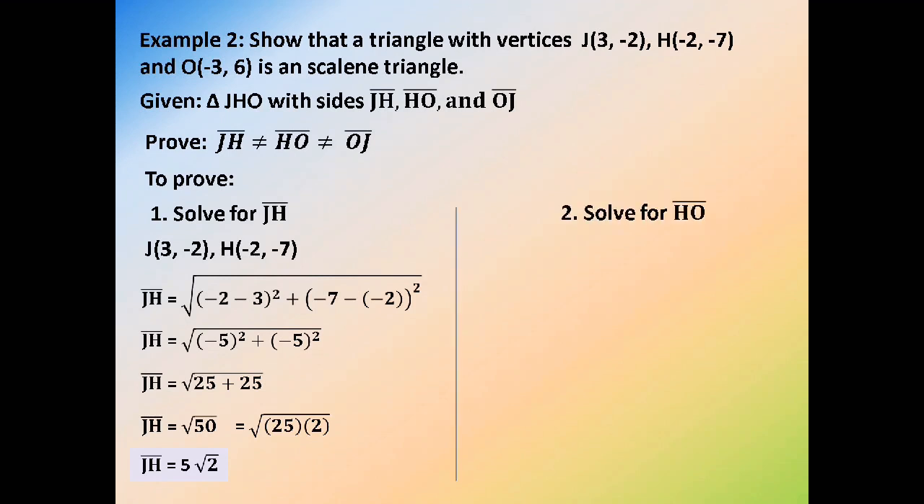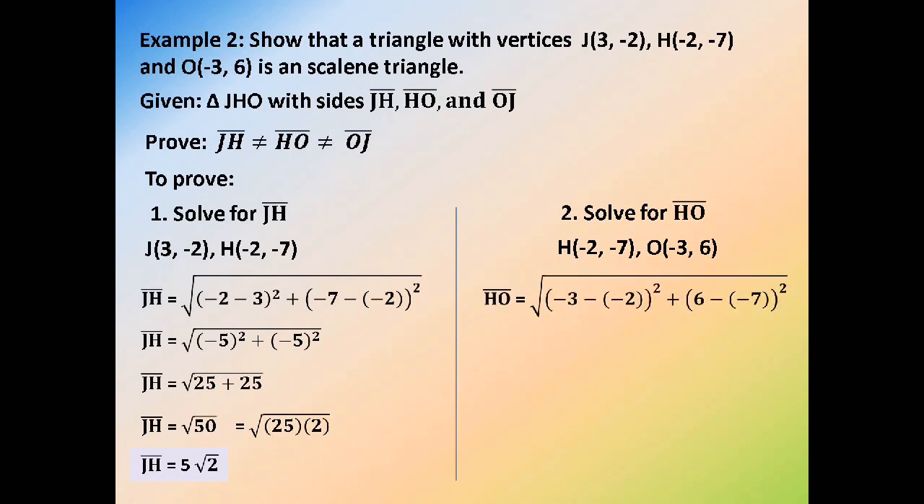Same case applies for segment HO. Using the coordinates of point H and point O, we have segment HO is equal to the square root of the square of negative 3 minus negative 2 plus the square of 6 minus negative 7. It will come up to the square root of negative 1 squared plus 13 squared. Segment HO becomes the square root of 1 plus 169. Segment HO is equal to the square root of 170.